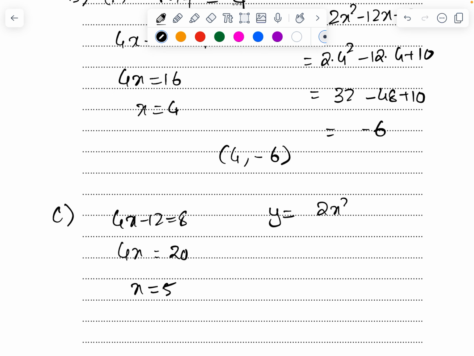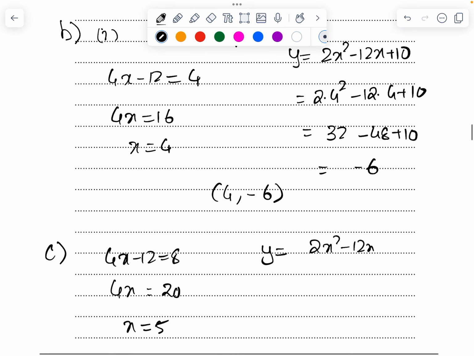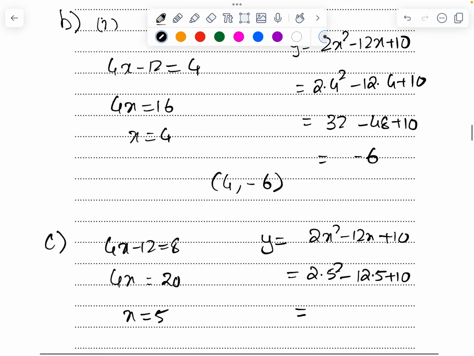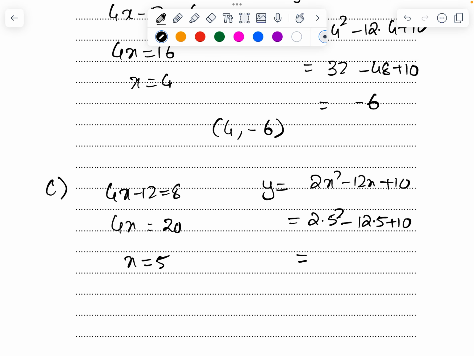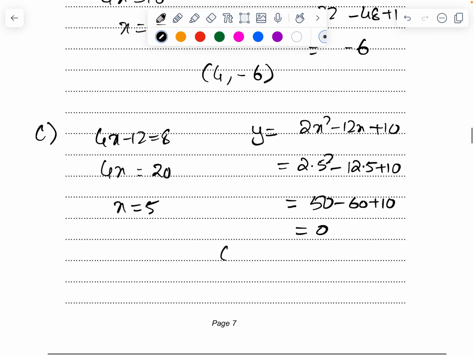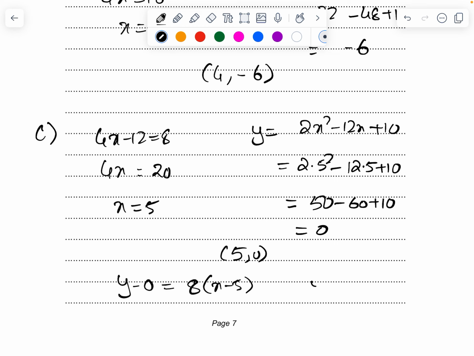The y value is 2x square minus 12x plus 10. So 2 times 5 square minus 12 times 5 plus 10, which is going to be 50 minus 60 plus 10, which is going to be 0. So the point is 5 comma 0. So once I know y minus y1 equals m times, the gradient is 8, times x minus x1. So y equals 8x minus 40.